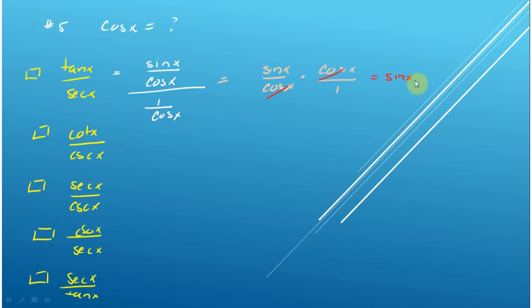Well, now I look at the sine x, does it equal cosine x? That's not true, so it cannot be the first choice. So I X out the first choice. Now I go to the second choice, and I have to do the same thing.